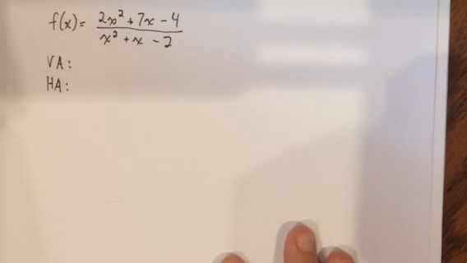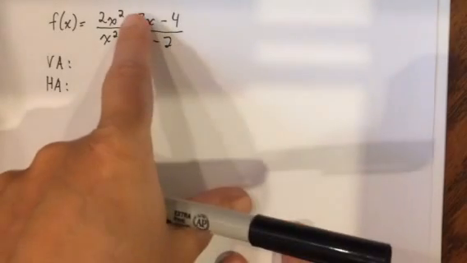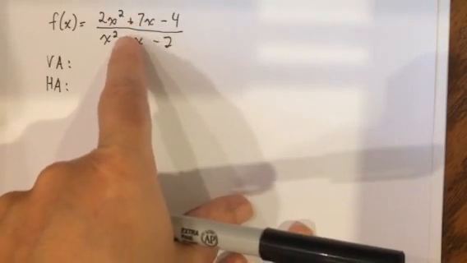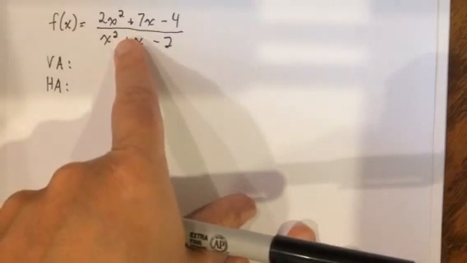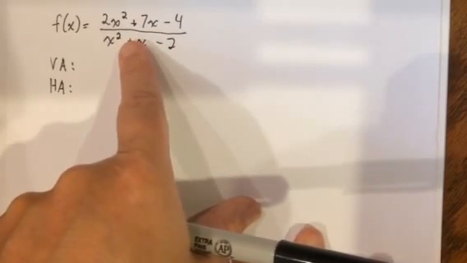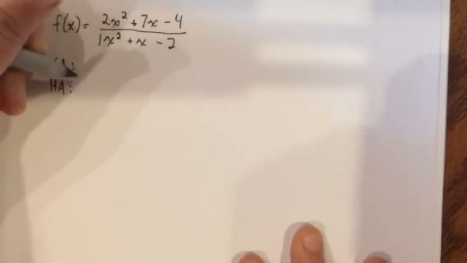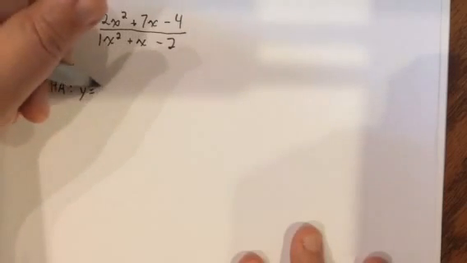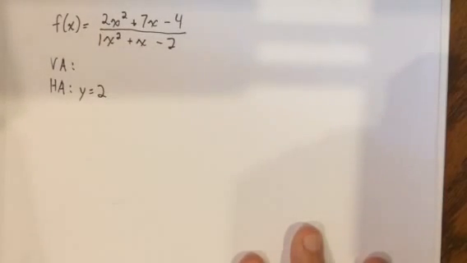Horizontal asymptotes are actually going to be pretty easy. Again, I'm just looking at the largest power of the top and the bottom and doing a ratio of it, so just dividing the coefficients. So 2 over 1 would just give me a 2. So I have a horizontal asymptote of y equals 2.